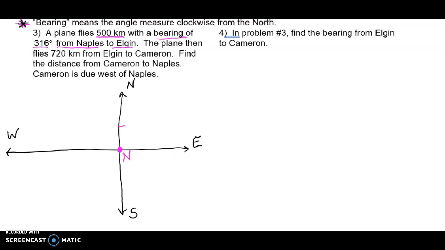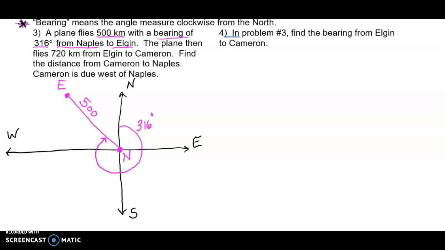So we start at the north and we're going to move 316 degrees right about in here-ish. And this will be Elgin out here. So that is 500 kilometers to Elgin with a bearing of 316 degrees. So I'm going to mark that 316 so I don't forget that.